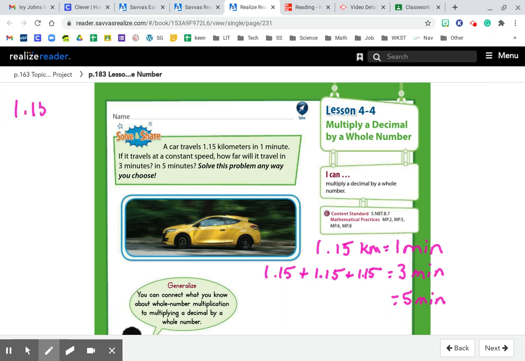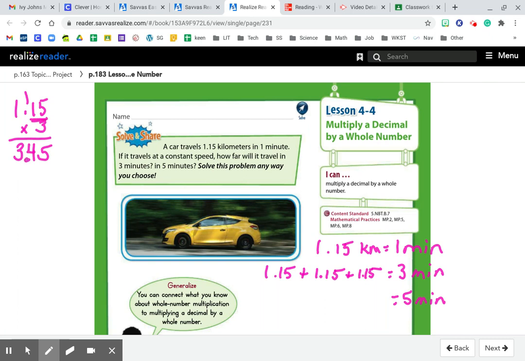So 1.15 times 3 minutes. We're going to treat the digits as if the decimal wasn't there. 5 times 3 is 15, carry the 1. 3 times 1 is 3, plus 1 is 4, and 3 times 1 is 3. We've got 2 digits in decimal place value in the problem, so we'll put 2 in the answer.